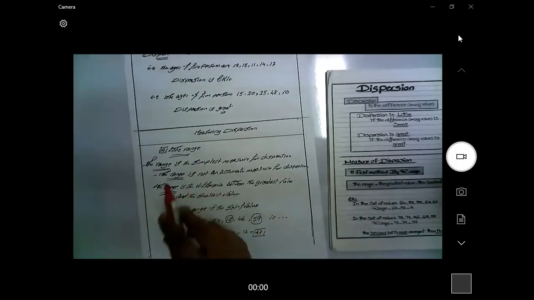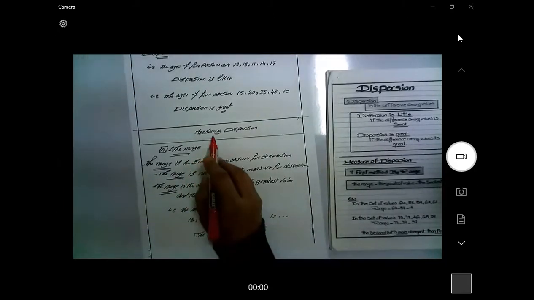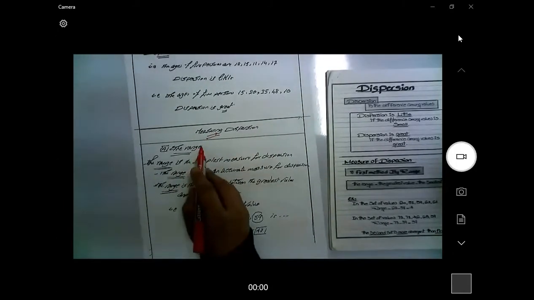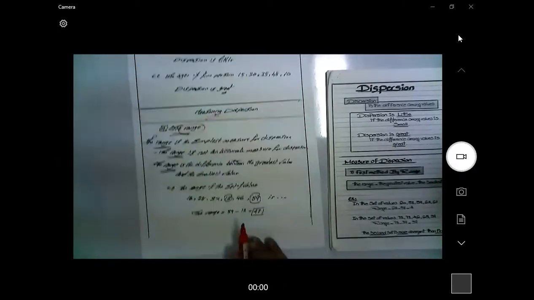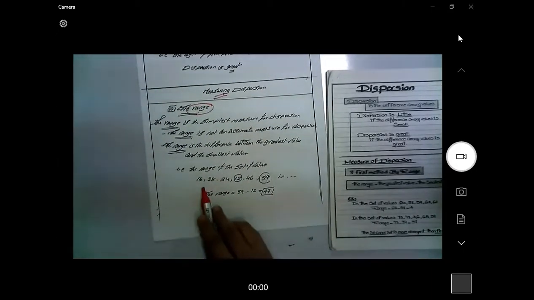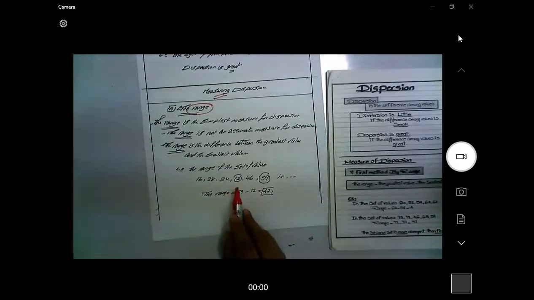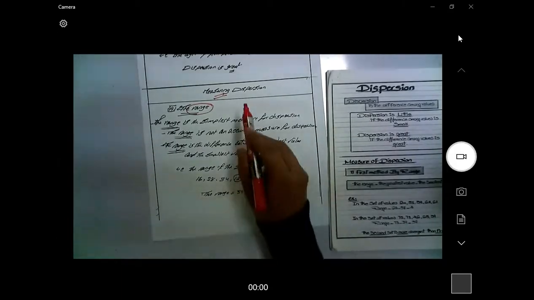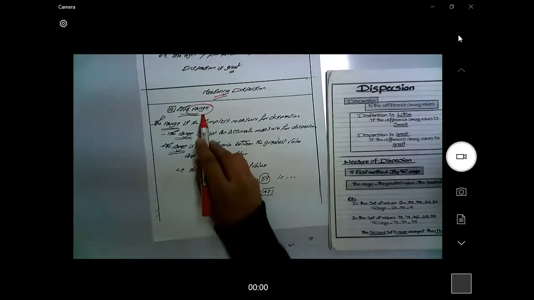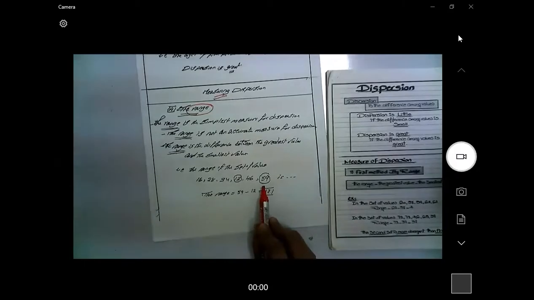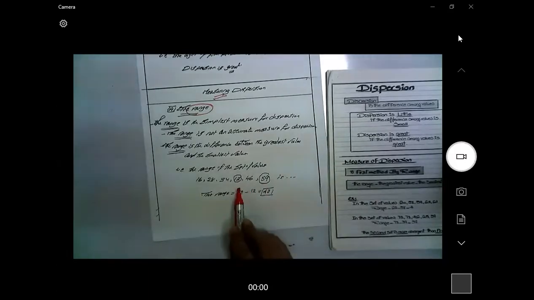The first method for measuring dispersion is the range. If we have the set of values 16, 28, 34, 12, 46, 59, we can measure the dispersion by using the range. The range is the difference between the greatest value and the smallest value. So we get the difference between 59 and 12. The range equals 47.